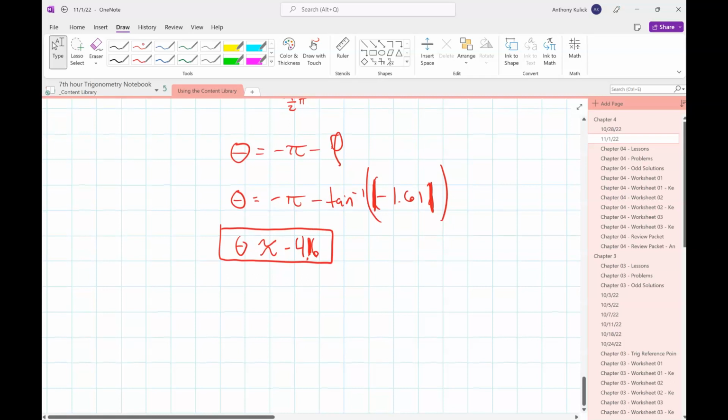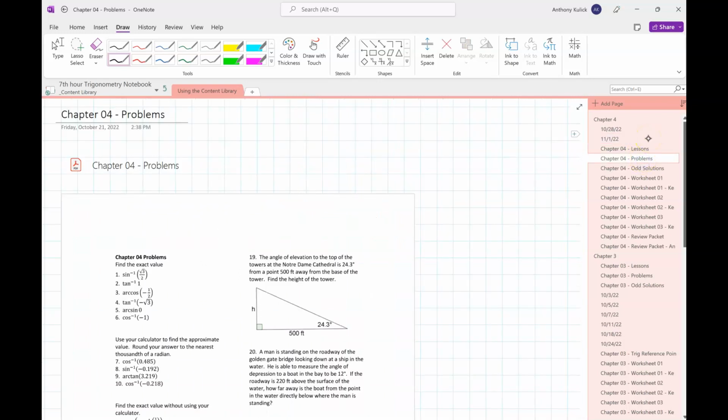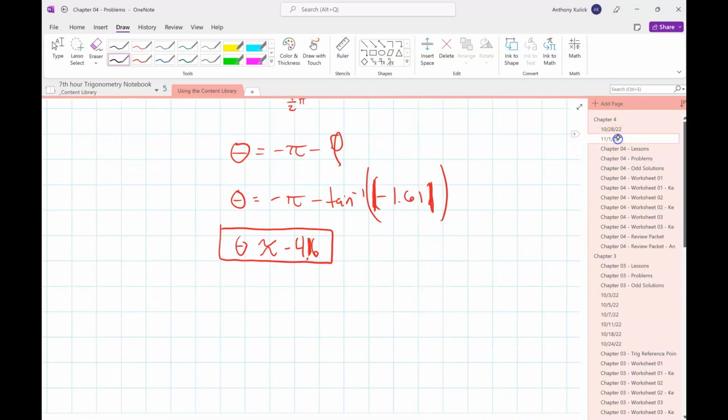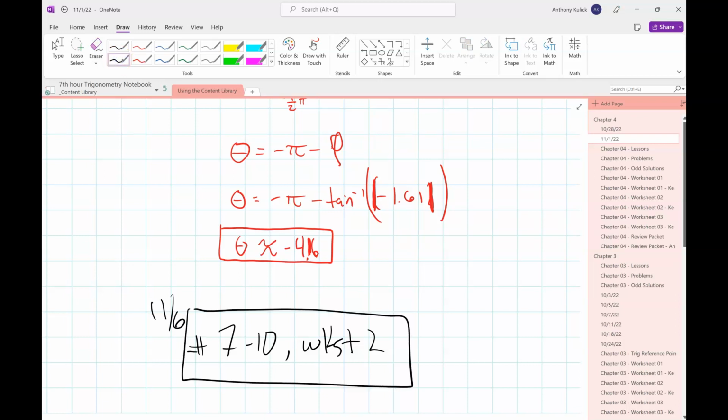What do you guys think? I think this is enough for one day. This one skill is pretty important. I want us to do a good job on it. So 7 through 10, and then worksheet 2. This would be stuff that would be due on Sunday. What's Sunday going to be? The 6th, I think. I think that's right.